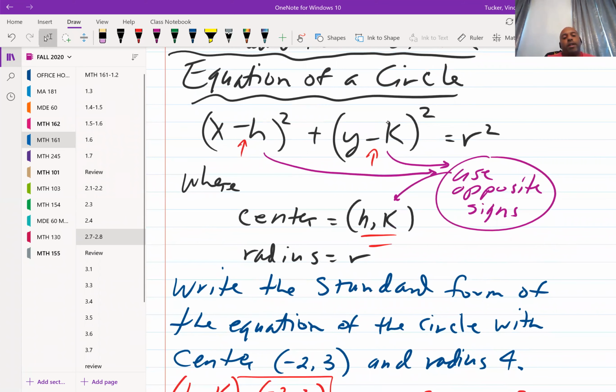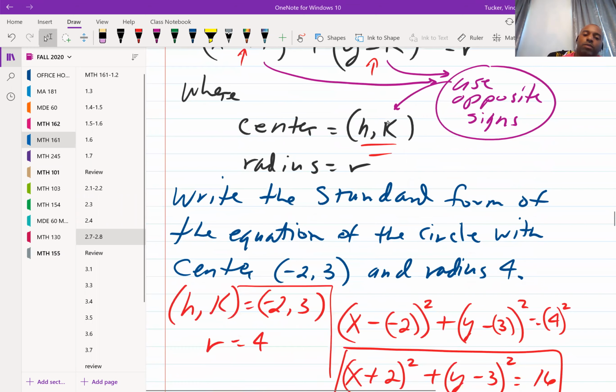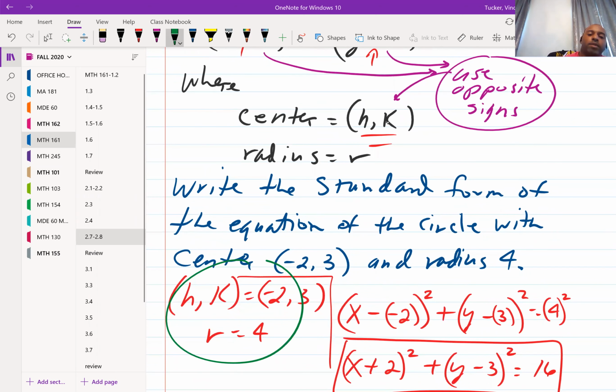All right, so let's use that. Write the standard form of the equation of the circle with center (-2, 3) and radius 4. All right, so as always, first thing we do is establish the given information, make sure our numbers are assigned to the appropriate variables. So h and k is (-2, 3), and then r is 4.